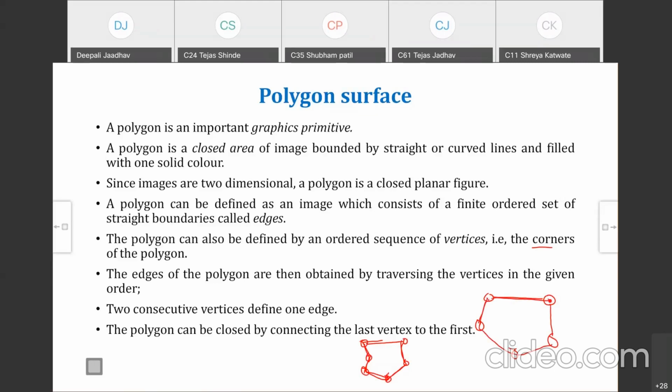The edges of the polygon are obtained by tracing the vertices. Two consecutive vertices define one edge. So this vertex and this vertex, there is an edge E1. Suppose this is vertex V1, V2, V3, V4 and V5. So this is the edge E1. These consecutive two vertices, edge E2. Between these two consecutive vertices, edge E3, E4 and here we can say edge E5. The polygon can be closed by connecting the last vertex to the first vertex. So when this V5 connects with this V1, we call it a closed polygon. So that is the simple definition of polygon.